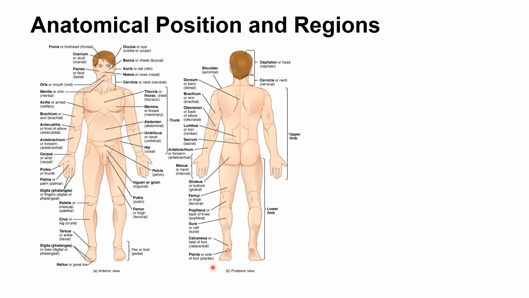I'm not going to read through all of these, but you're responsible for matching a body area to an anatomical term or a landmark. For example, if you're given chin, we should know that would be the mental region. If you're given knee, well, that would be patellar. Back of the knee, popliteal, and so on and so forth. So there's a lot here for you to memorize.